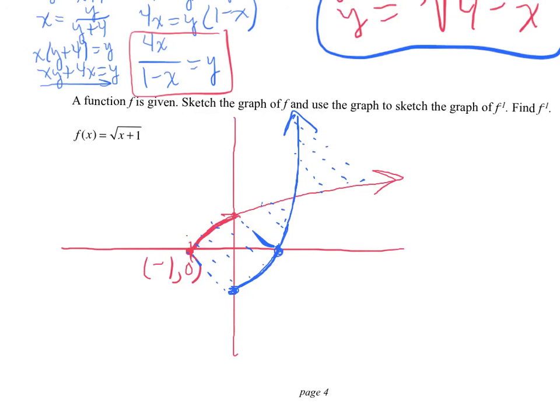And so we have symmetry through the line y equals x. So you can reflect the graph of the red, which is the square root of x plus 1, through this line of symmetry and get the blue graph, and that's the graph of the inverse function.